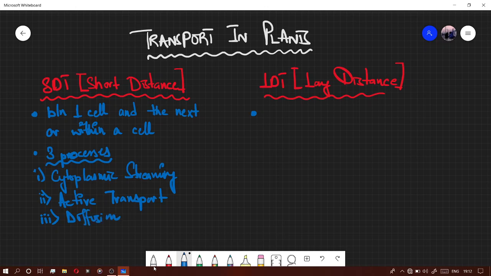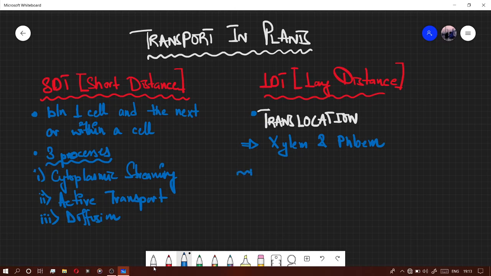Now, long distance transport also has another name. It is also called translocation. Please keep those terms in mind, it is very important. So where do we get to see them? It occurs within the xylem and phloem. All right.